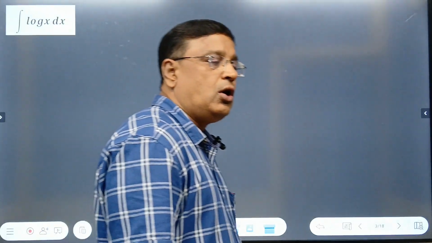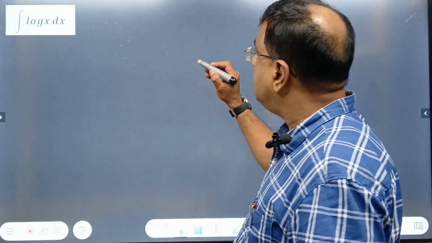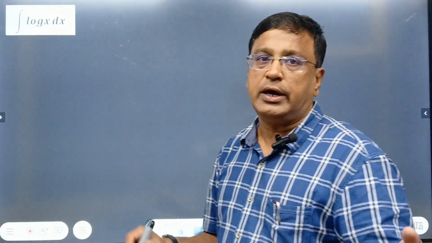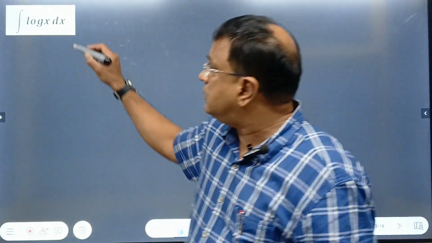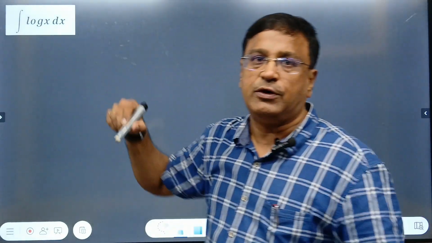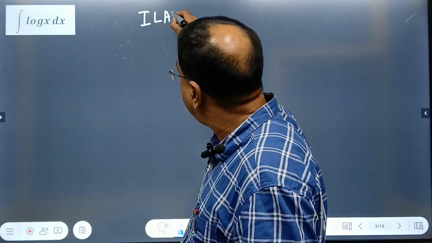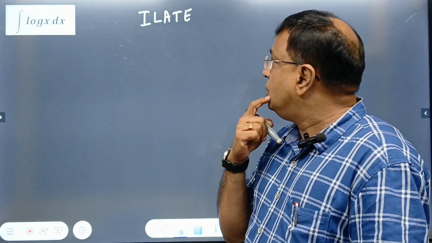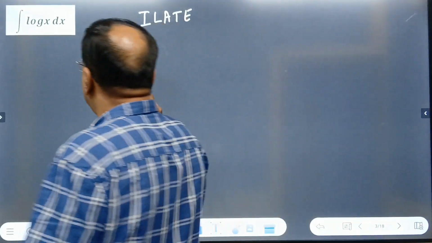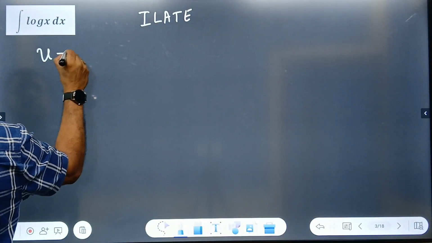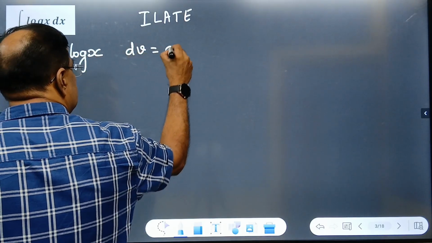Now let's start with the first question. I want to integrate log x dx. So I'm going to use integration by parts. Here there are two functions. One is log x, the other one is 1. Log x is a logarithmic function, whereas there's a hidden 1, which is an algebraic function. In ILATE, logarithmic comes first, then algebraic. So u should be chosen as log x. What is remaining is dx, which should be chosen as dv.